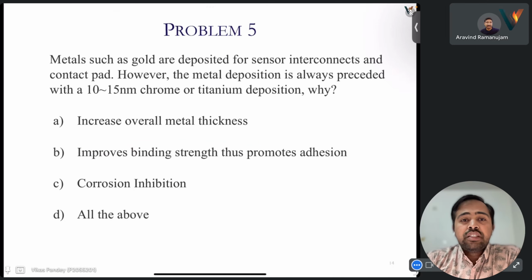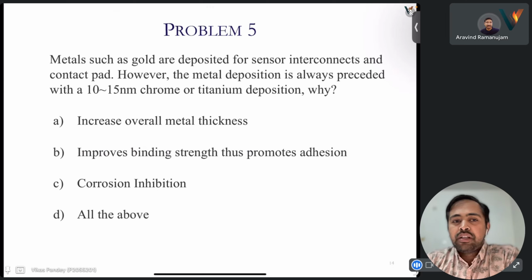Okay. Metals such as gold are deposited for sensor interconnects and contact pads. However, the metal deposition is always preceded with 10 to 15 nanometers of chrome or titanium. Why? Is it to increase overall metal thickness, or improve strength, or promote adhesion, or corrosion inhibition, or all of the above?